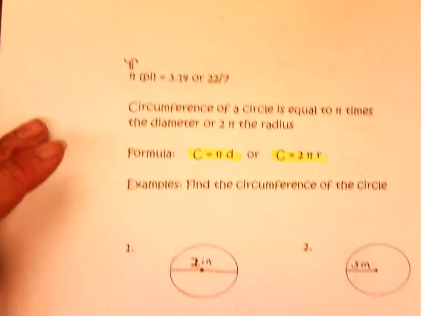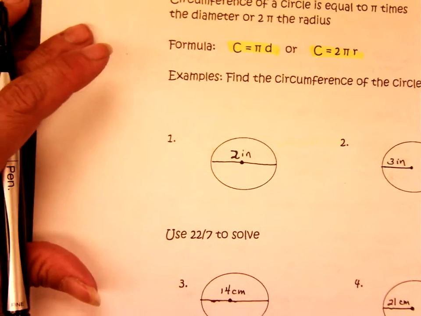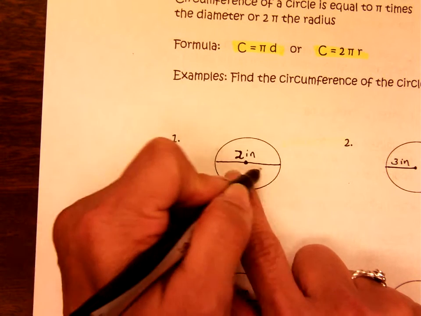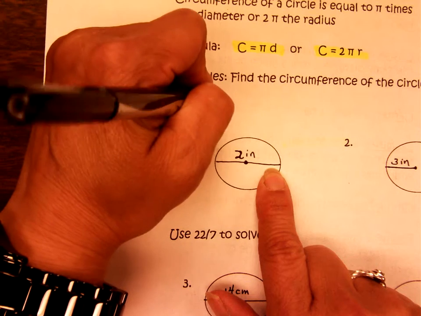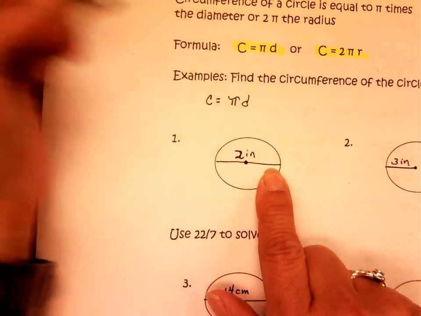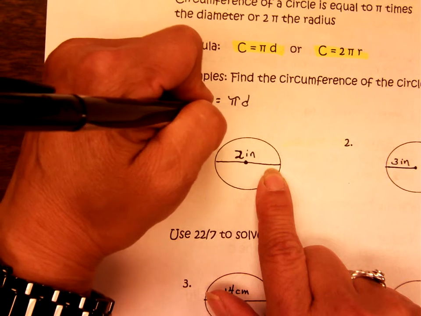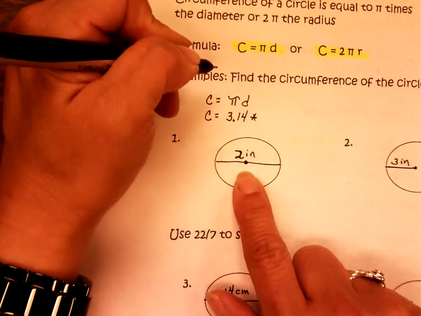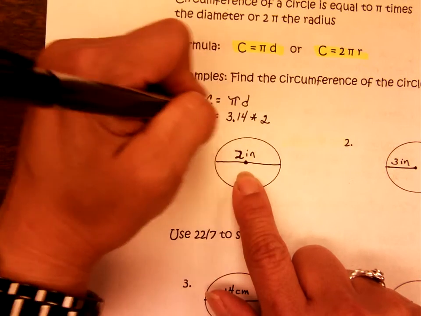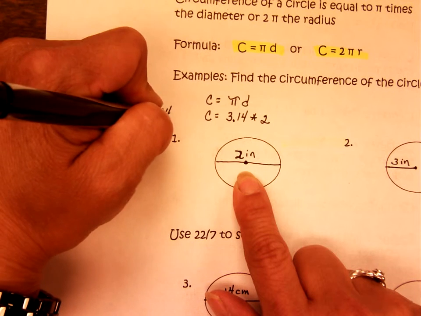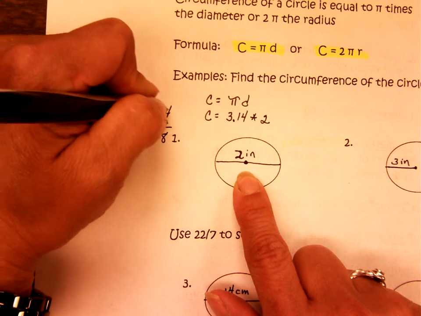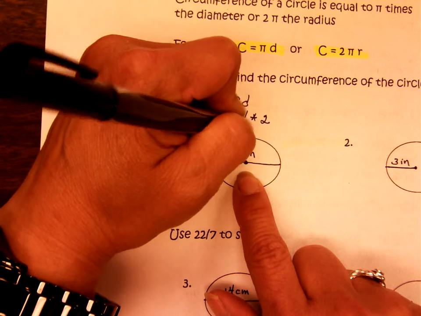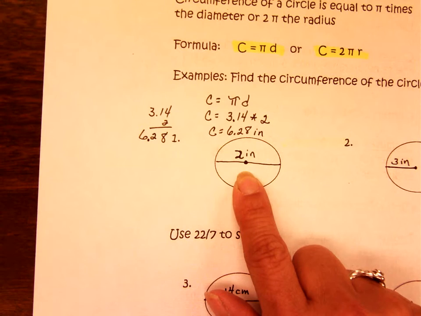So let's look at the example. Find the circumference of the circle. Look at the first one. Is this the diameter or the radius? Well, we gave you the diameter, so here's the formula you use. C is equal to pi d. Okay, so then you say C is equal to pi, remember, is worth 3.14 times the diameter, which is 2. And then you multiply 3.14 times 2 and move the decimal over 2 places. So your answer is C is equal to 6.28, and don't forget your units, inches.